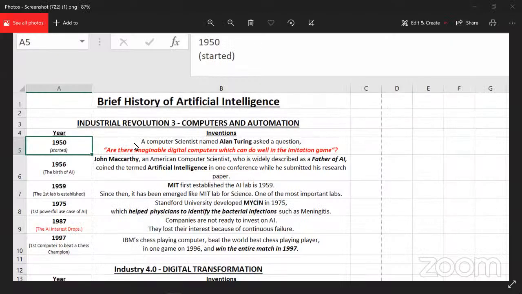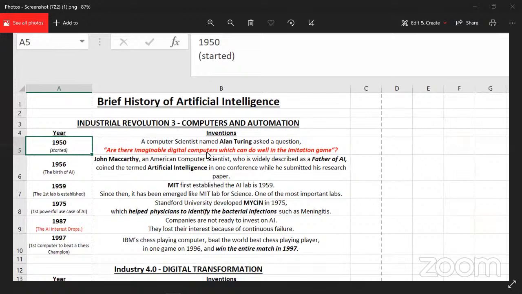So from here, let me start sharing this screen. See this Industrial Revolution 3, where exactly computers and automation got accelerated by the economy. That is in the 1950s. If you have watched the movie called The Imitation Game, if you have not, just note it down. I can refer you this movie. You will know from where this artificial intelligence got started.